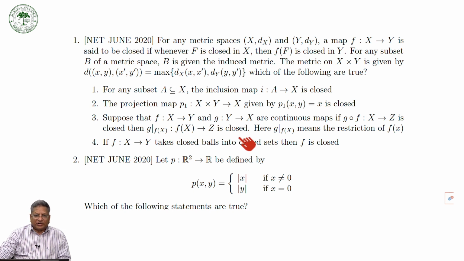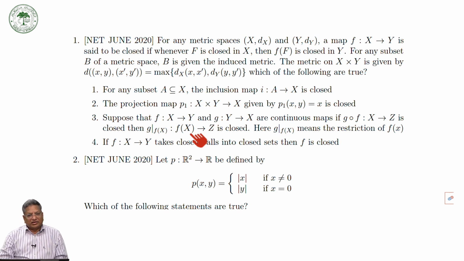The important thing is that g is a continuous function. Continuous means the inverse image of a closed set is closed. A function is continuous if and only if the inverse image of a closed set is closed. But the image of a closed set may not be closed. So if a function is continuous, it does not imply that the function is closed.